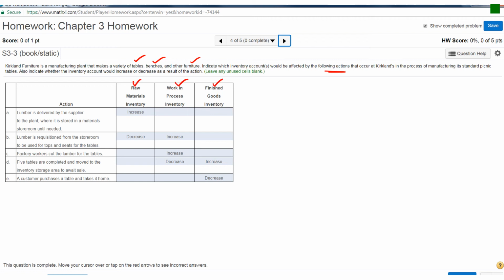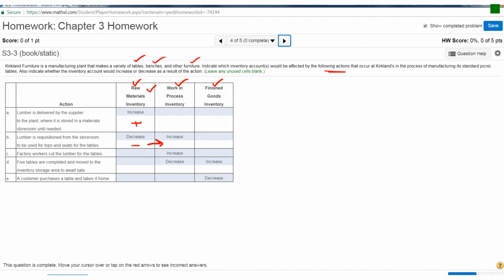Letter A says lumber is delivered by the supplier to the plant where it is stored in a raw material storeroom. You're going to be increasing raw materials inventory. You just purchased it, so that would be a plus or an increase. Part B says the lumber is requisitioned from the storeroom to be used for tops and tables. Guys, that's most likely going to be direct material. So you'd be decreasing the raw materials, and that's going to move right over to an increase in the work in process because you're starting to work on the product.